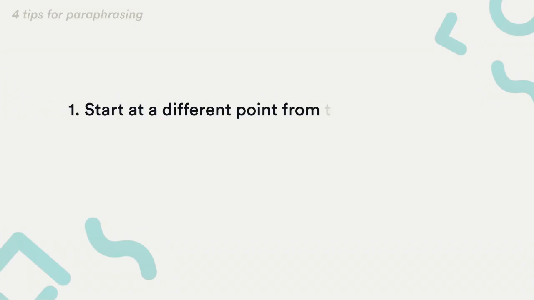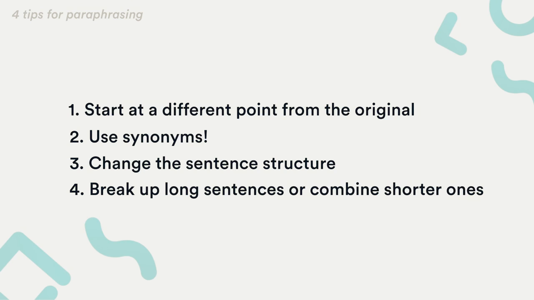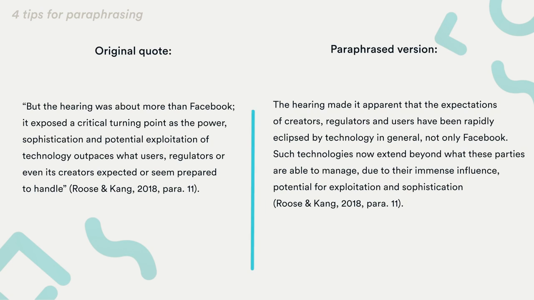Tip number 1. Start your first sentence at a different point from the original source. Tip number 2. Use synonyms. Third, we change from active to passive voice. Final tip, break long sentences into smaller sentences or combine sentences into a longer one. In this example, you can see we've applied the 4 tips.